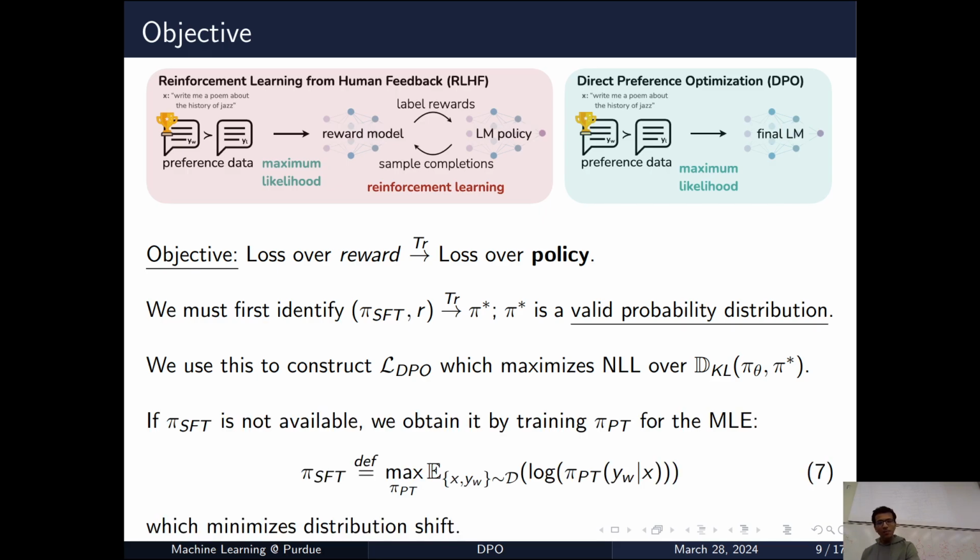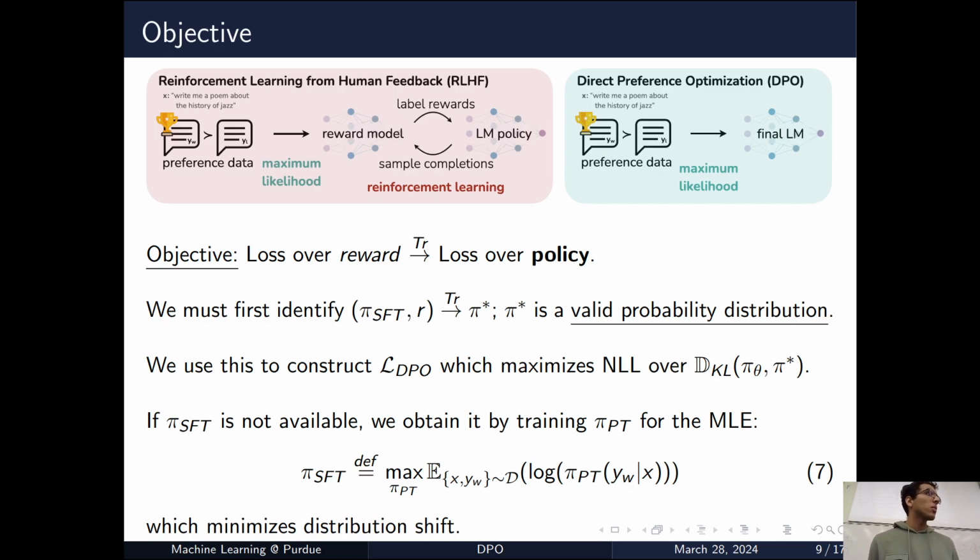As a side note, if pi SFT is not available, and we don't have a supervised fine-tuned dataset and just have some preference information, we can obtain a supervised fine-tuned model by training the pre-trained language model over the preference data to get a maximum likelihood estimator.